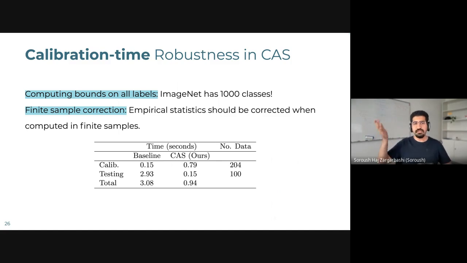So the calibration time is better in these two dimensions. One is the computational time, because you need to compute fewer bounds, so less computational overhead. And at the same time, because you have a limited number of Monte Carlo samples, if you compute just on the true labels in the calibration time, you can have higher efficiency because you can have tighter concentration bounds.